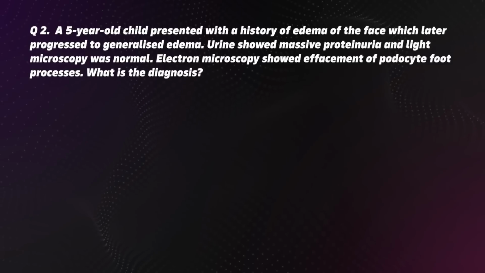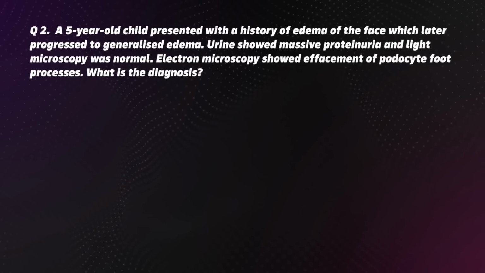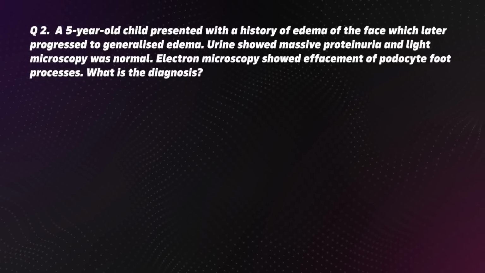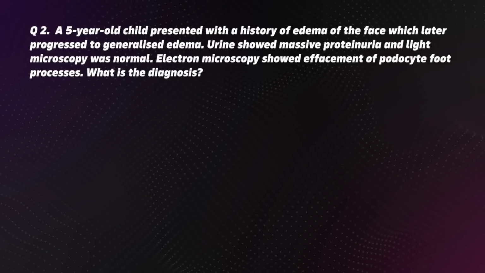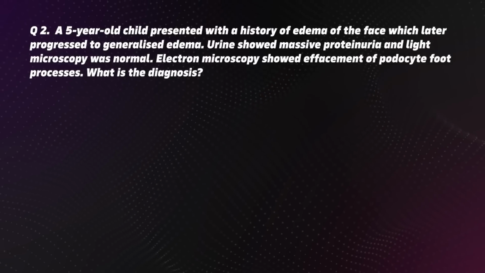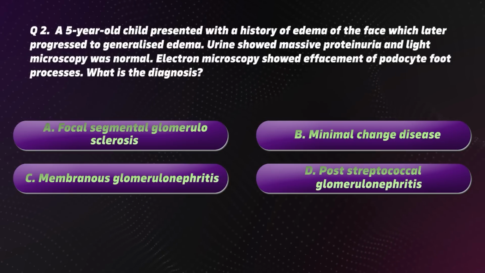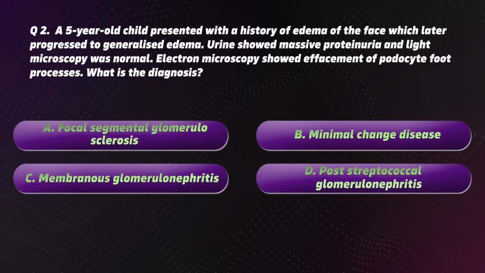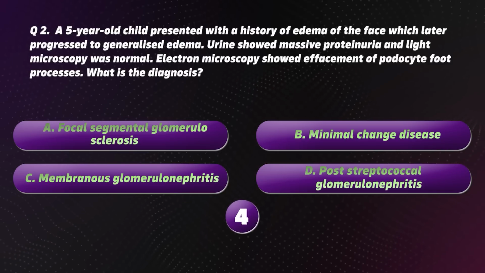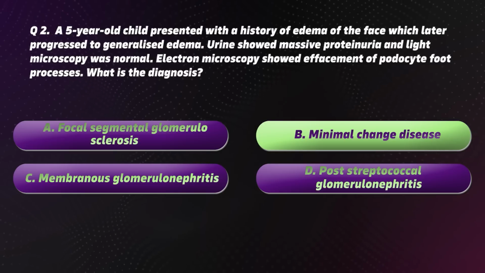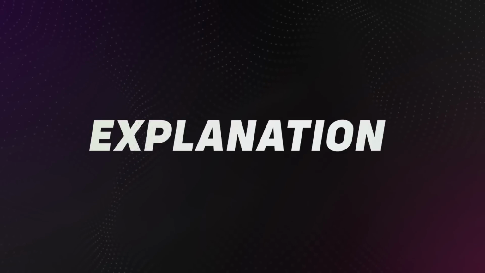Question 2. A 5-year-old child presented with a history of edema of the face which later progressed to generalized edema. Urine showed massive proteinuria and light microscopy was normal. Electron microscopy showed effacement of podocyte foot processes. What is the diagnosis? Here are the options. A. Focal segmental glomerulosclerosis. B. Minimal change disease. C. Membranous glomerulonephritis. D. Post-streptococcal glomerulonephritis. And the correct answer is option B. Minimal change disease. Here's the explanation.